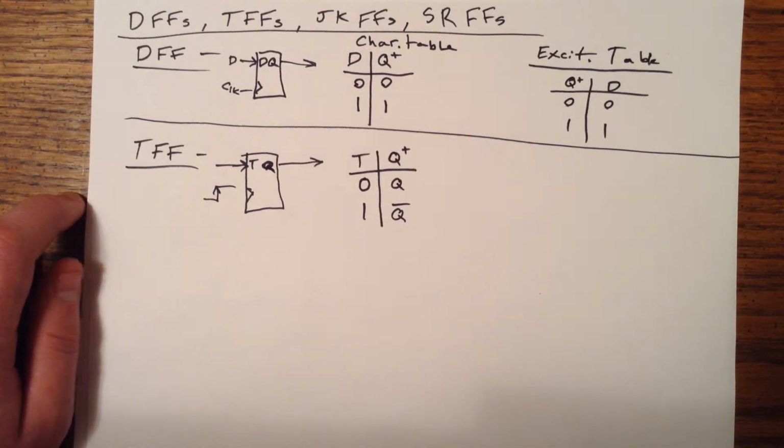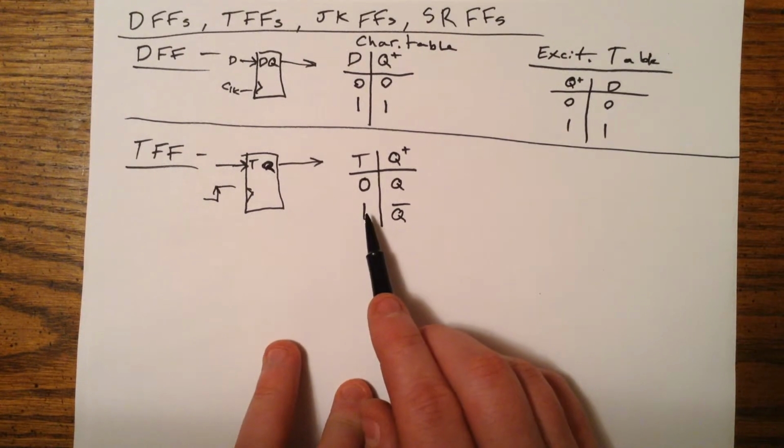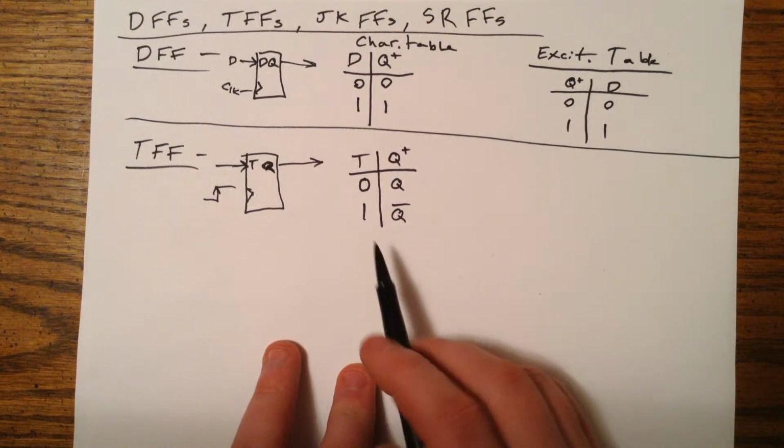It doesn't really matter. It doesn't really decide whether it likes a 0 or a 1 more. It just changes it if you get a 1 on the input. So that's how we come up with a T flip-flop.